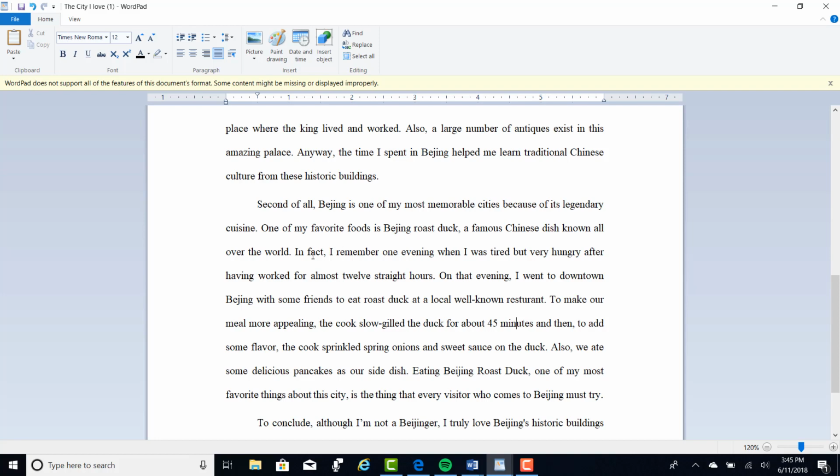In fact, I remember one evening when I was tired but very hungry after having worked for almost 12 straight hours. On that evening, I went to downtown Beijing with some friends to eat roast duck at a local well-known restaurant. To make our meal more appealing, the cook slow grilled the duck for about 45 minutes, and then to add some flavor, the cook sprinkled spring onions and sweet sauce on the duck. Also, we ate some delicious pancakes as our side dish. Eating Beijing roast duck, one of my most favorite things about this city, is a thing that every visitor who comes to Beijing must try.